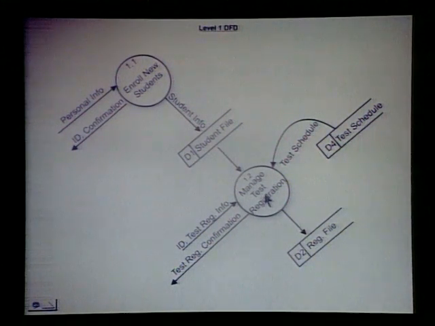The second process is manage test registration. This will get data from the student file and ID and registration information from the student, and this will get registration. The second process is manage test registration. This will get information from the student in the form of student ID and test he or she wants to enroll for the course. Similarly, the level 2 DFDs for this process are shown here.